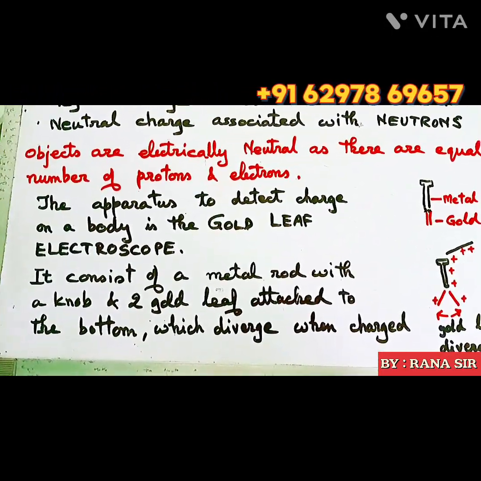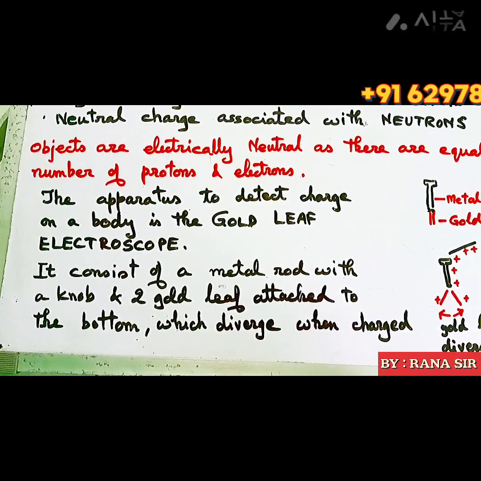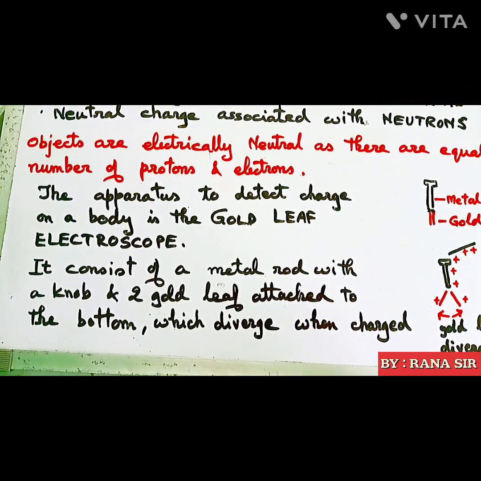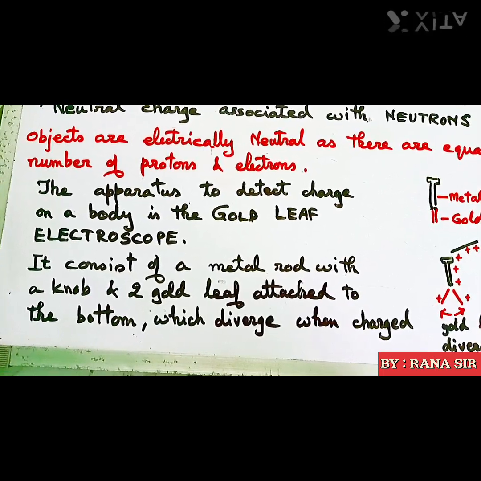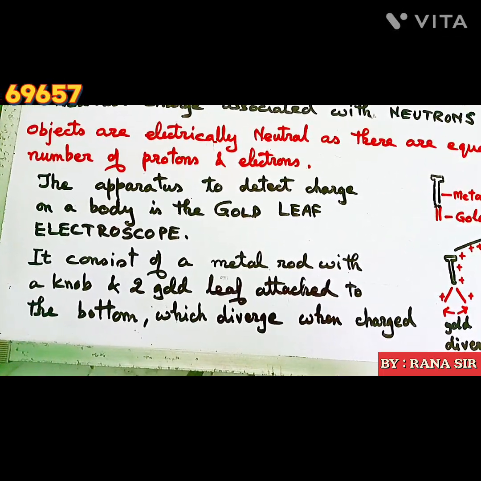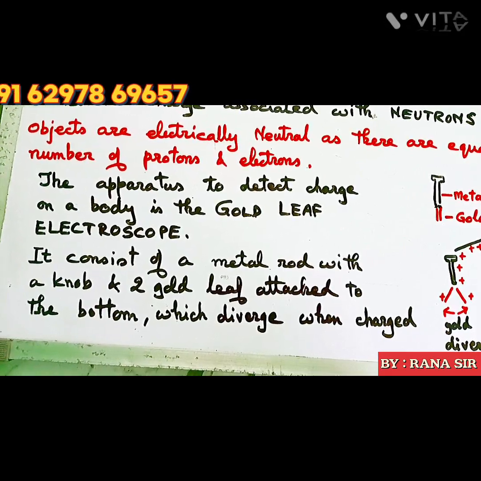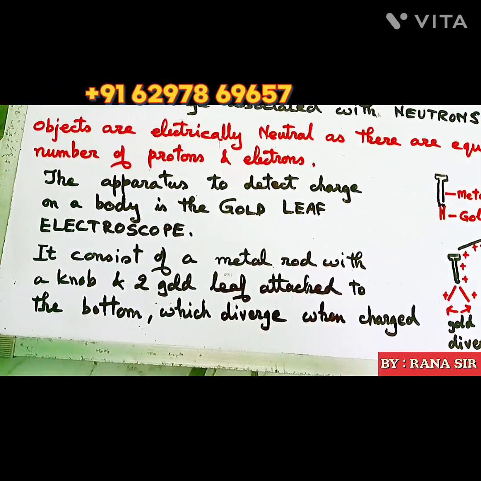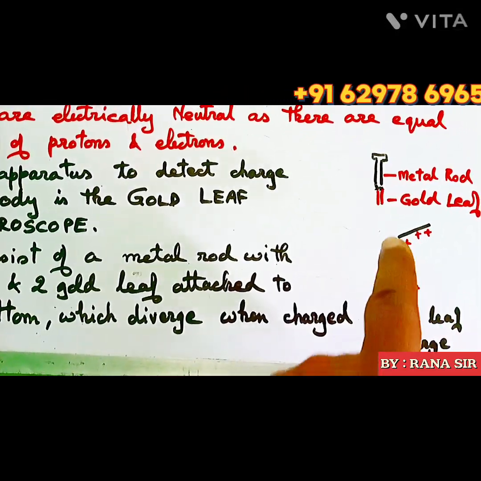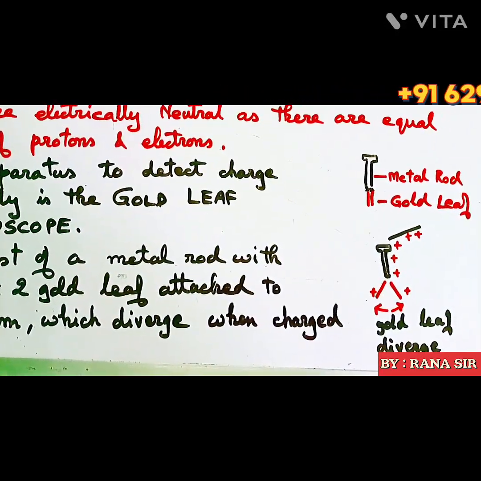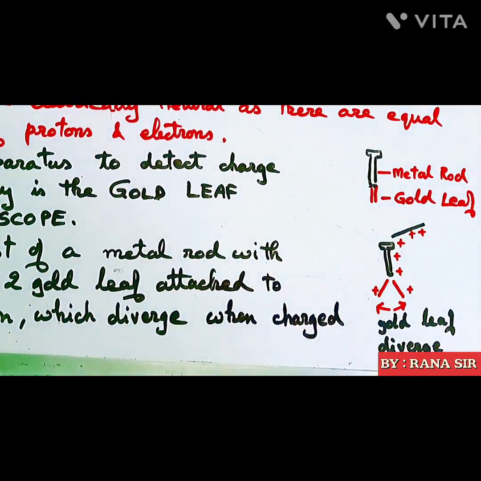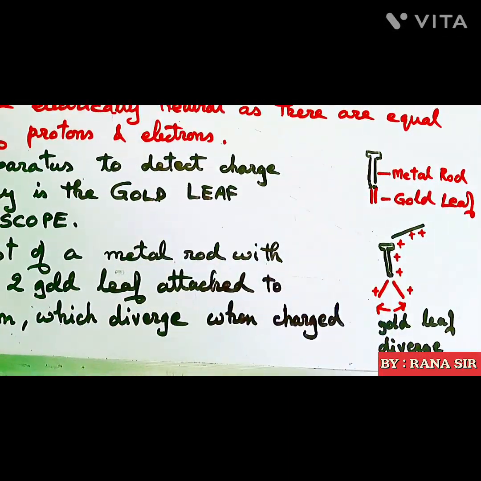The apparatus to detect charge in a body is a gold leaf electroscope. It consists of a metal rod with a knob and two gold leaves attached to the bottom, which diverge when charged. Now let us understand with the help of a diagram. So this is an electroscope. It has a metal body with a knob and there are two gold leaves at the bottom.